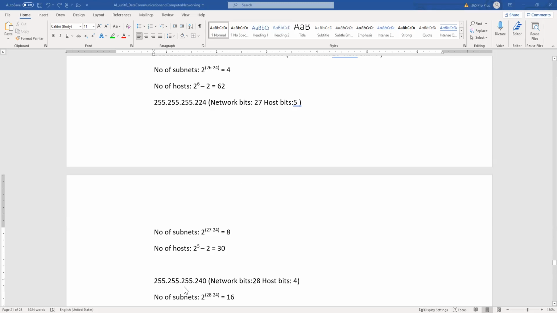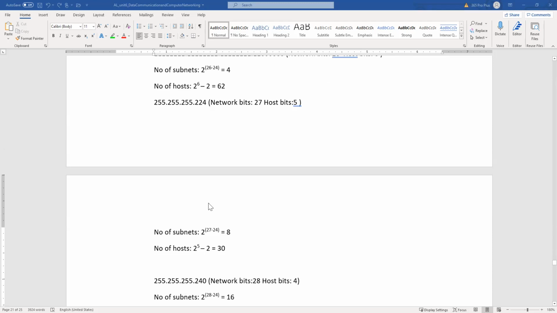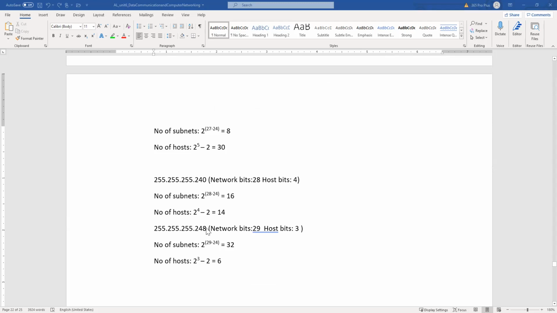Similarly, if you calculate the second, third, and fourth answers, we will get 27 bits for the network and 5 bits for the host, which means it will create 8 subnets and 30 hosts. Likewise, the third one will create 16 subnets and 14 hosts. The fourth one will create 32 subnets with 6 hosts.